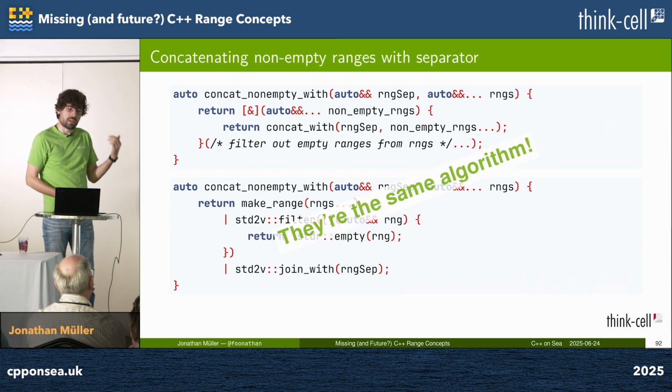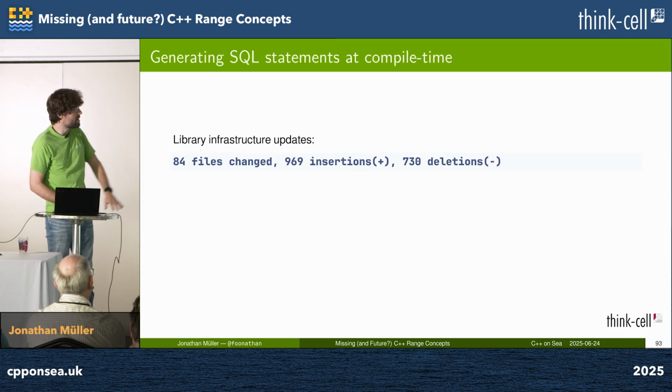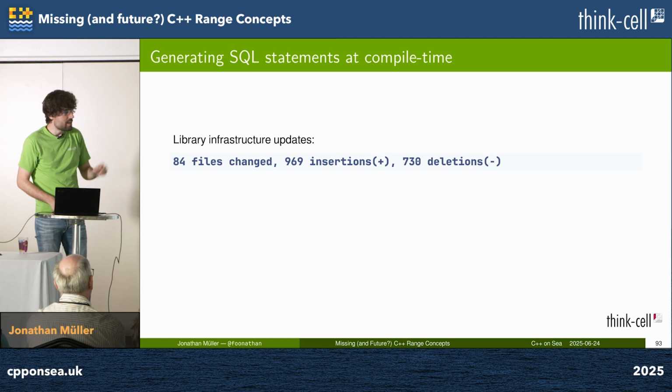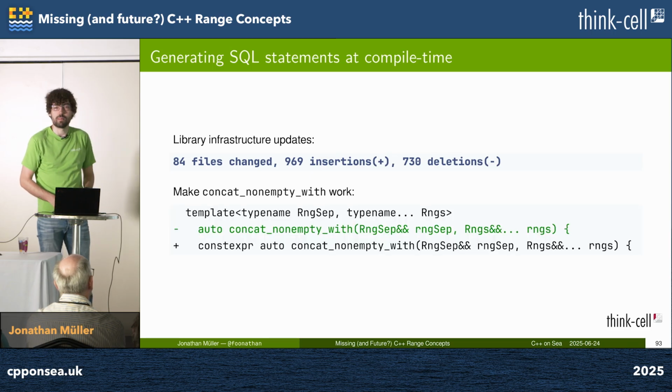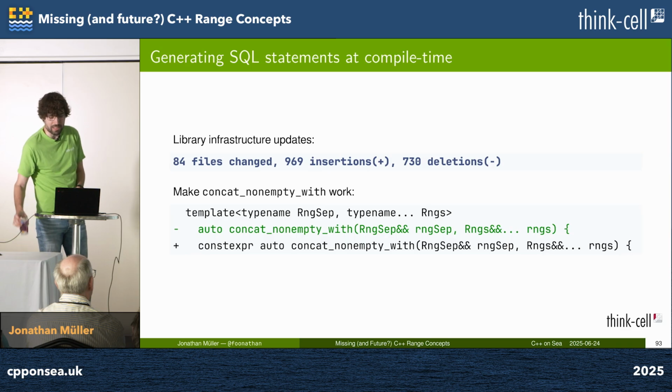And this means that my colleague who said, you shouldn't write this code, you should write this code, was absolutely right. Because after a bunch of library infrastructure updates, the actual code to make concat non-empty work was just this. And that's really cool. Like, it just fell out of the pipeline, and then you can just use it at compile time and have it done really nicely.